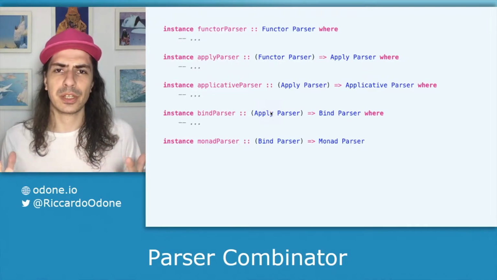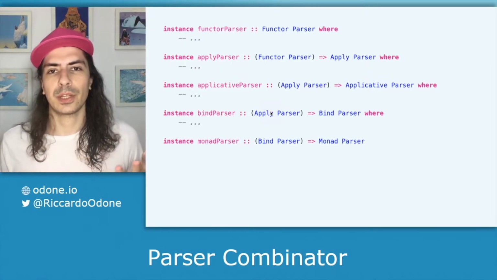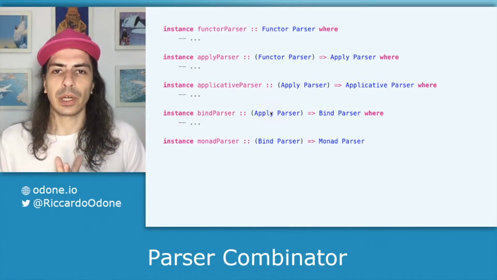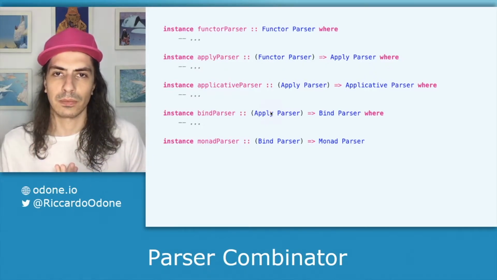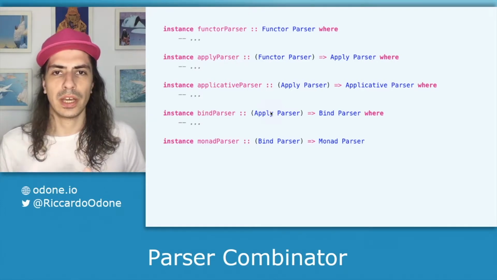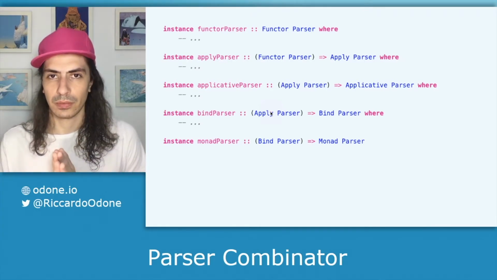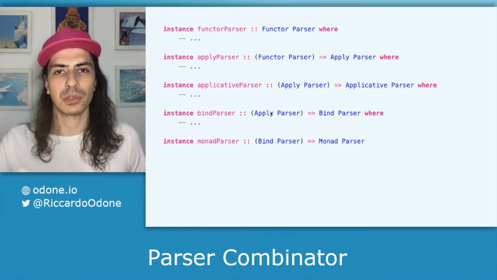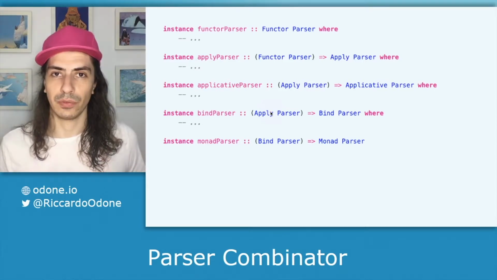Now, this is a parser combinator library, so keyword combinator, meaning that we are going to be needing to compose pieces together. The way we are going to do it is that we're going to be using monad. And for that reason, we have the instances of parser for all of the type classes up to monad. They are not shown here. If you want to dig deeper, go into the description of the video. There's a more in-depth explanation of that.